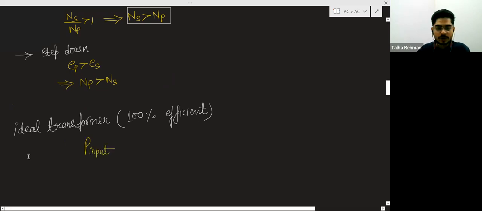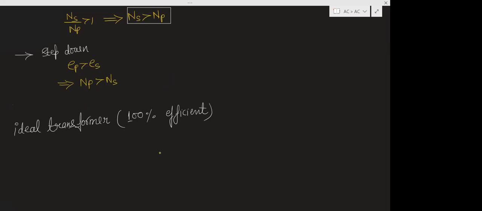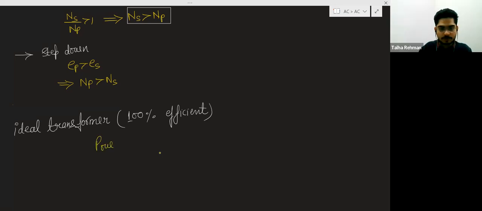Input power is equal to the output power. Means the power you are giving at input, the same amount of power you are getting at the output. Electrical power I am talking about. The power input is equal to the power output.